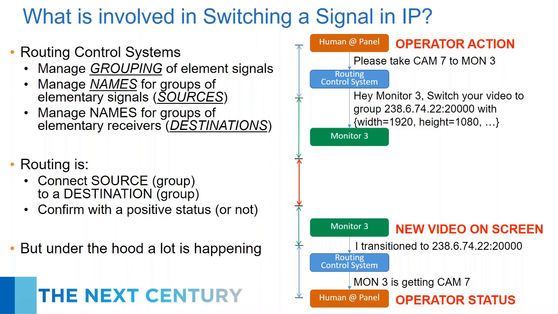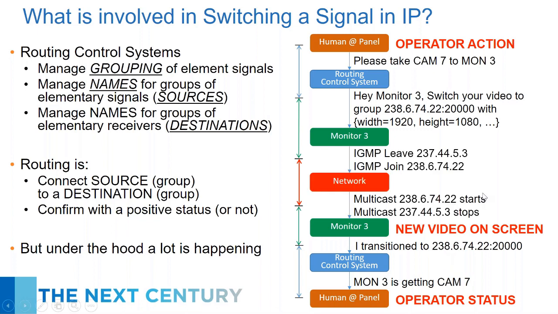And of course, then dutifully, sometime later, monitor 3 says, hey, by the way, I did that, and that I transitioned to that new signal. And of course, then the control system has to inverse translate that back into, oh, well, I heard that from monitor 3, and that's the signal from camera 7, so I'm going to signal back to the operator that all got done. And then if you look one step further down the chain, of course, monitor 3 then tells the network through its media interface, hey, I want to leave that old group and I want to join this new group.